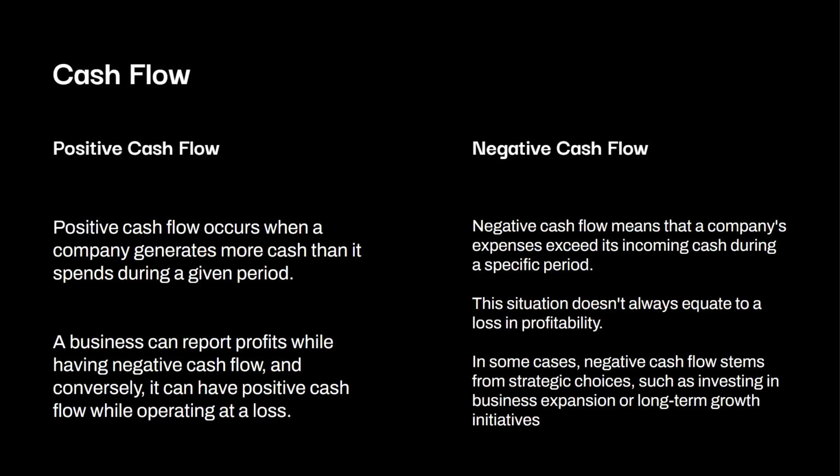All right. And one other thing to mention, cash flow is not profit. These are two different things. So positive cash flow occurs when a company generates more cash than it spends during a given period. A business can report profits while having negative cash flow, and conversely, it can have positive cash flow while operating at a loss. Negative cash flow means that a company's outgoings exceed its incoming cash during a specific period. This situation doesn't always equate to a loss in profitability. In some cases, negative cash flow stems from strategic choices such as investing in business expansion or long-term growth initiatives.